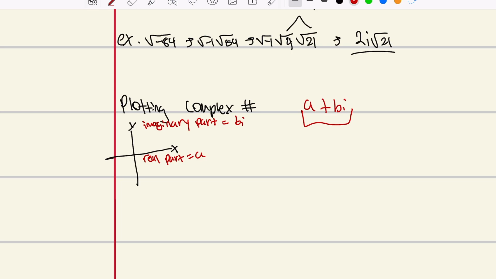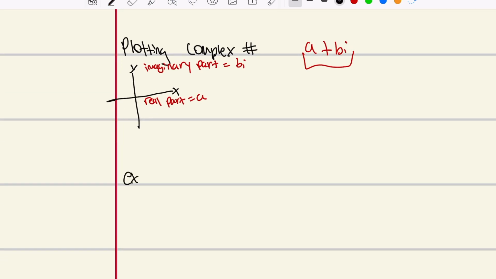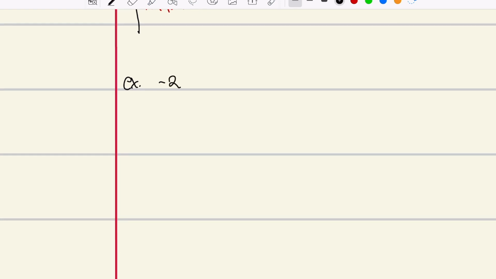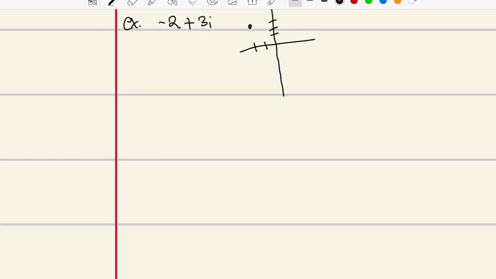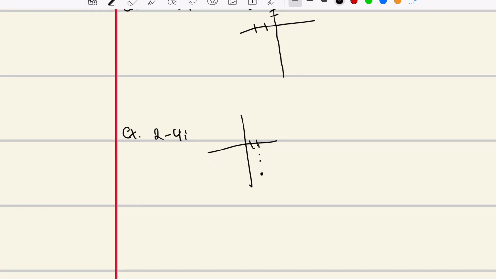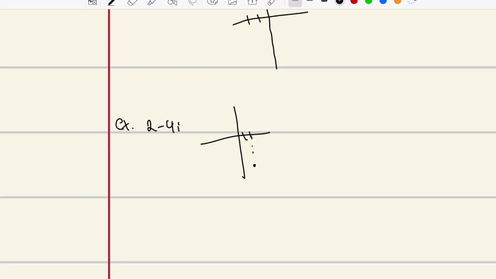Okay, so let's try to graph one. -2 plus 3i. It's very simple. You can just draw a random graph. Okay, -2, 1, 2. Now we're going to go to the imaginary part, 1, 2, 3. That's it. Let's try one more just to make sure we're understanding. So 2 minus 4i. Let's draw the graph again. Let's go 2 to the right, 1, 2, and 4 to the bottom, 1, 2, 3, 4. So it's the same way as a non-complex number.